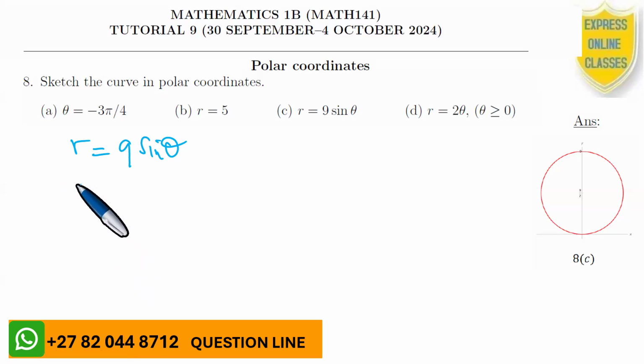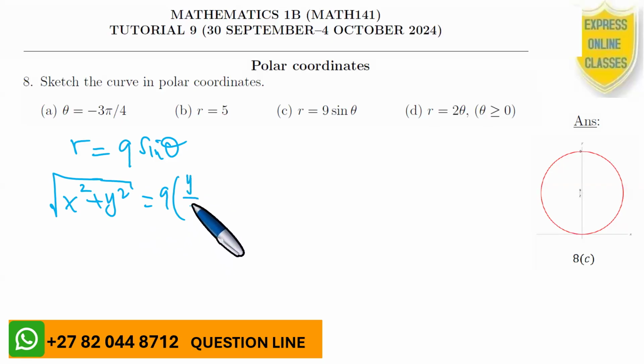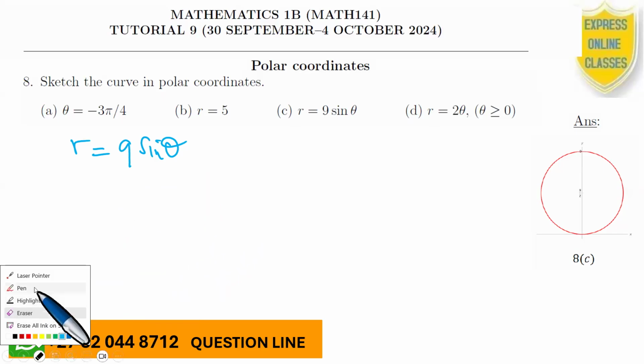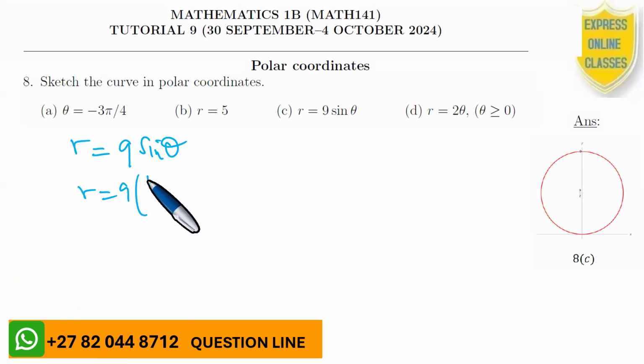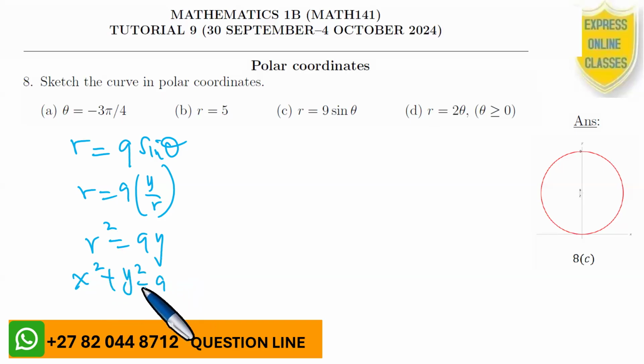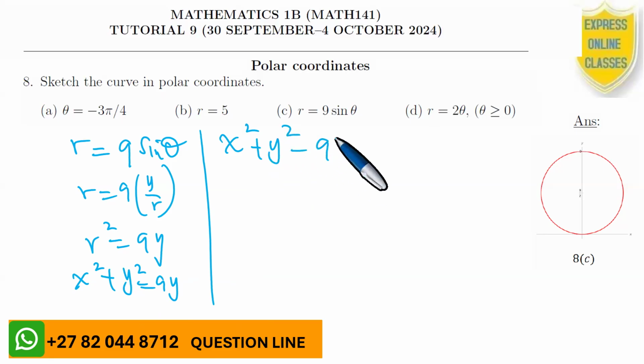To sketch it, we can look at the fact that wherever we see r, it is the square root of x squared plus y squared. The sine is opposite over hypotenuse, but we can also write as follows, yeah? You can also say, if you check, r is 9 sin theta, and then the sine of theta is y over r, opposite over hypotenuse. We cross multiply, we get r squared is 9y. Wherever you see r squared, it is x squared plus y squared, so x squared plus y squared is 9y, which gives x squared plus y squared minus 9y equals 0.